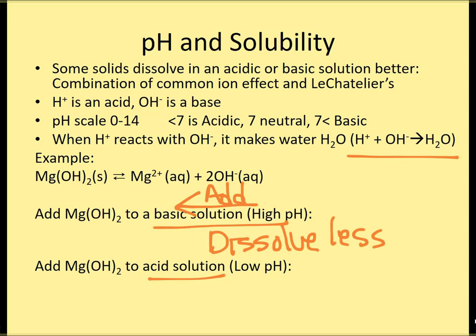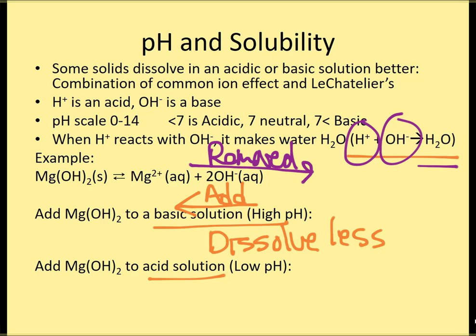Now let's look and see what happens if we add it to an acid solution. So if we add it to an acid solution, this OH right here is going to be removed. And so, remembering Le Chatelier, it's going to shift this way. How it's going to be removed is the acid will bind up that OH, essentially removing it and making water, which remember water doesn't affect equilibrium because it's a liquid. This is going to shift it to the right hand side, and you're going to be able to dissolve more.